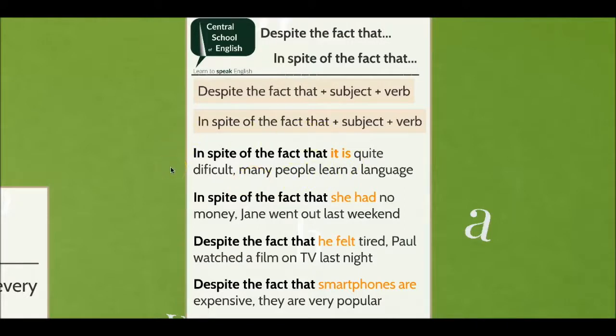In spite of the fact that it is quite difficult, many people learn a language. In spite of the fact that she had no money, Jane went out last weekend. Despite the fact that he felt tired, Paul watched a film on TV last night. Despite the fact that smartphones are expensive, they are very popular.